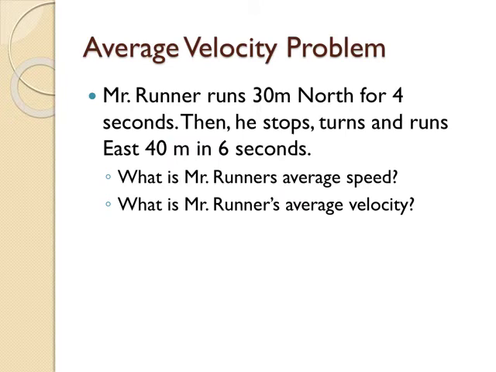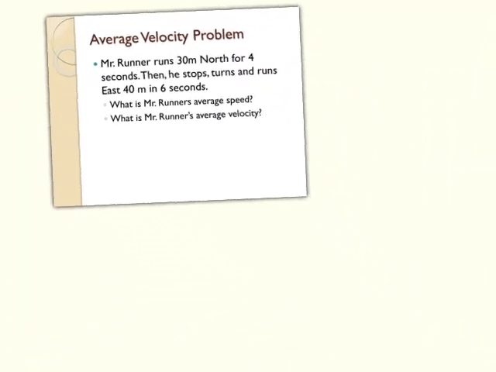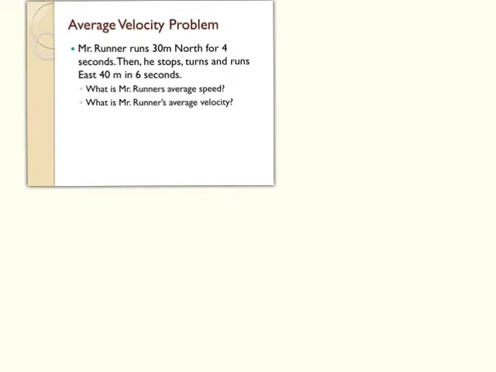Average velocity problem. Typically, these are just to draw the difference between speed and velocity, so we're going to do a little bit of both. We have Mr. Runner runs 30 meters north for 4 seconds. Then he stops and turns and runs east 40 meters in 6 seconds. Again, we're going to be using triangles. So my suggestion for all of these problems is start by drawing a picture.